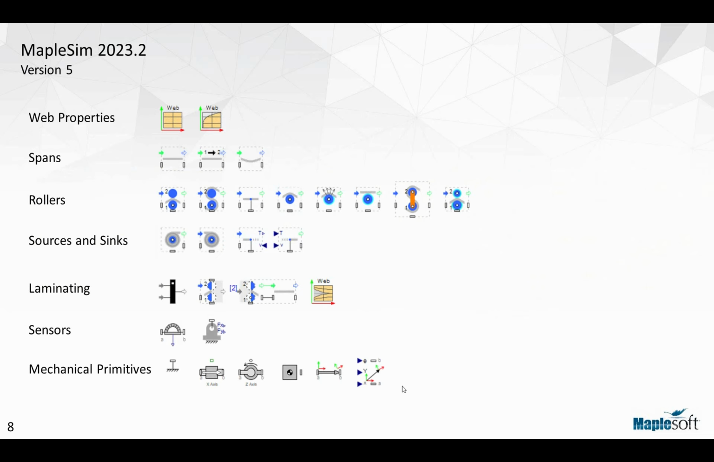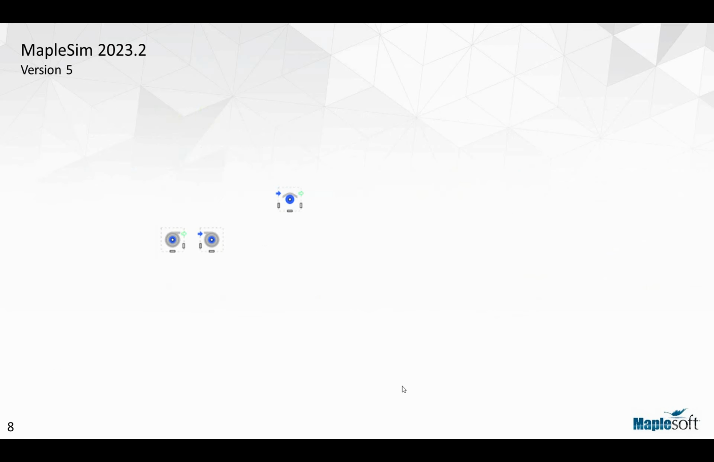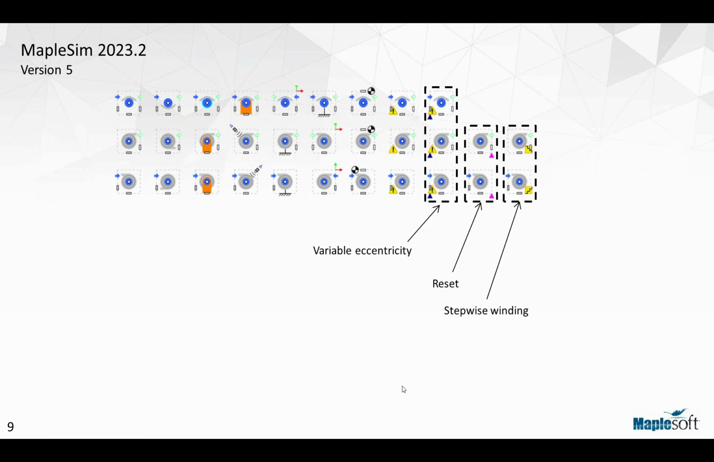First, we talk about the features in MapleSim 2023.2, version 5 of the library, which included options for roller and wind and unwind drum. Let's take a look at these options. Components in the Web Handling Library come with a lot of options. And in 2023.2 version 5, we added 3 more options to these components.